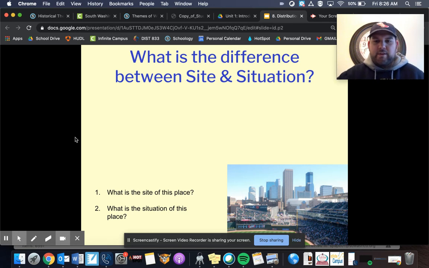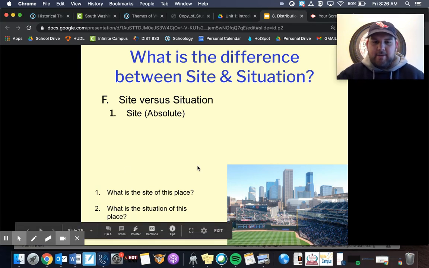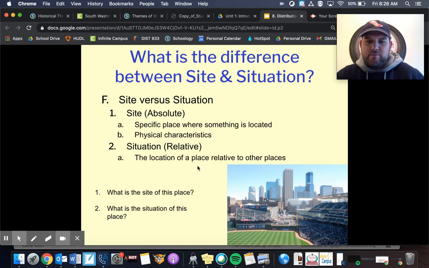Okay. What is the difference between site and situation? We learned about that with our themes of geography notes, but I just want to hit it again quickly. Site is absolute location. Okay, site is absolute location, a specific place where something is located. Okay, the physical characteristics of it. Situation is our relative location, so it's the location of a place relative to other places. Okay, it's the human characteristics of that place. So site, absolute location; situation, relative location.